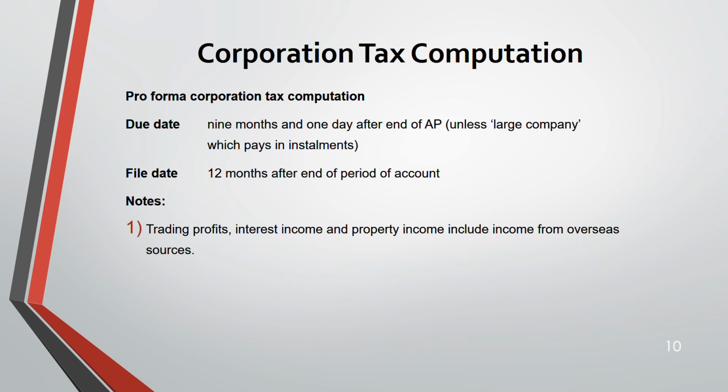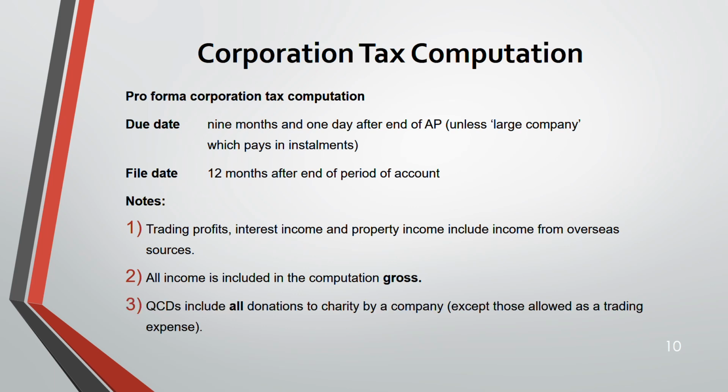Then these are some notes relating to the pro forma. So you saw trading profit, interest income, property income. This includes income from overseas sources as well, and all income is gross. Third, QCDs include all donations to charities by a company, except those allowed as a trading expense, that you can't take. Then the detailed rules for calculating TTP are in lecture 18.